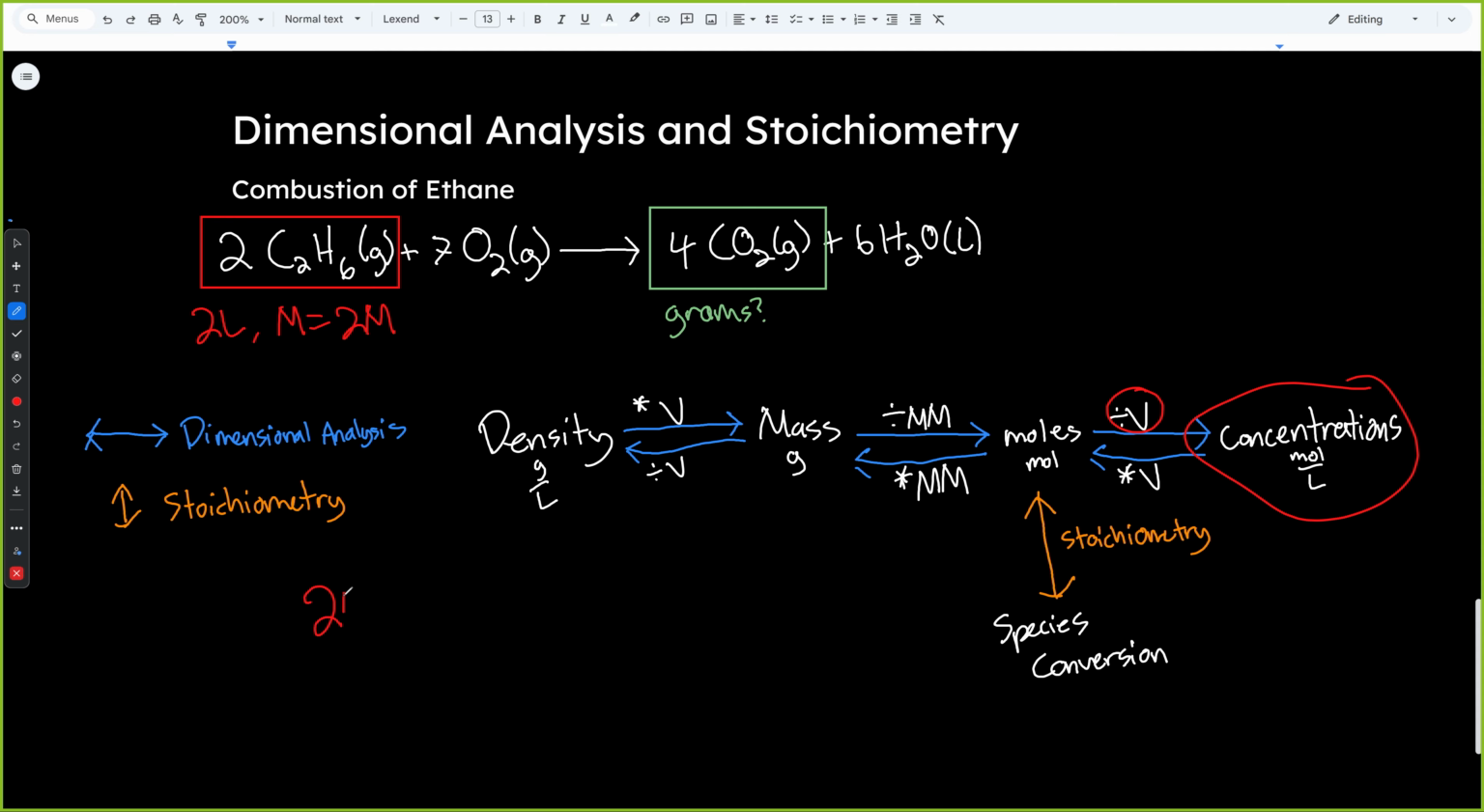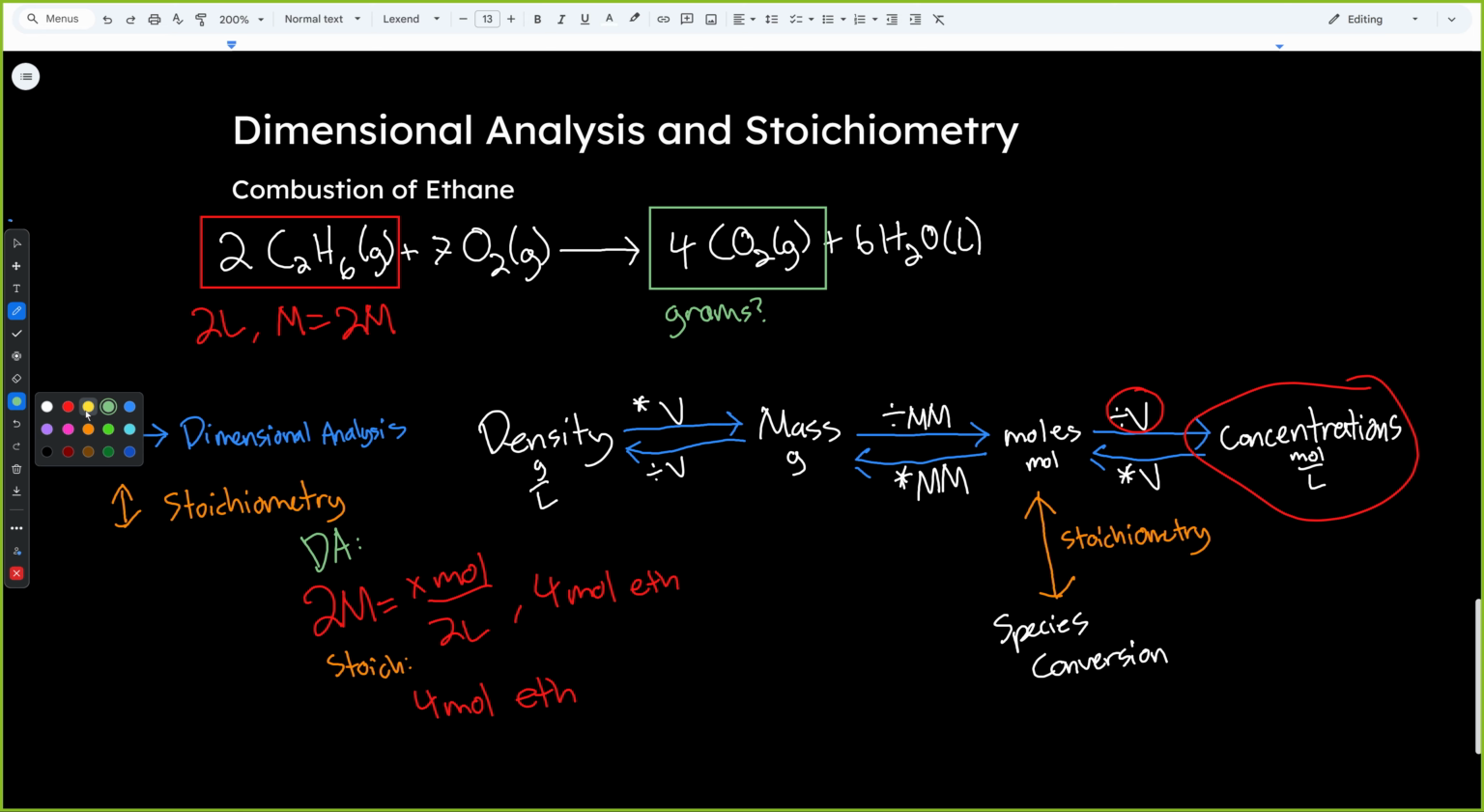So if we have a 2 molar concentration, X number of moles over 2 liters, that is going to give us 4 moles of ethane. So this is how much we actually have. Now we need to go through and do the stoichiometry check. So if we have 4 moles of ethane, I'll write that we're doing stoich now. We just did dimensional analysis, DA, to convert the ethane to moles. Now we're going to be doing stoichiometry to convert 4 moles of ethane.